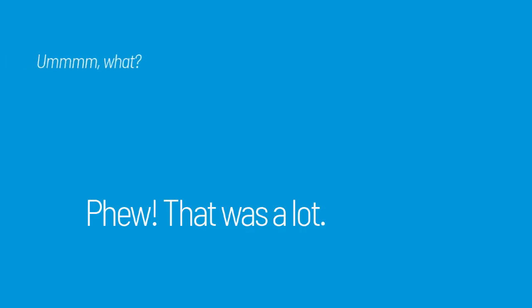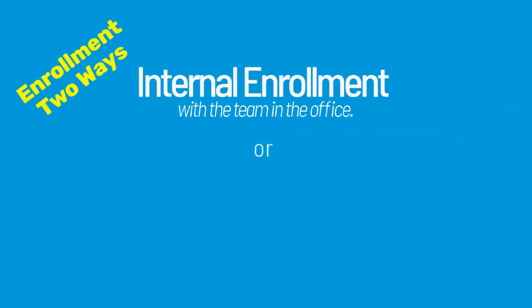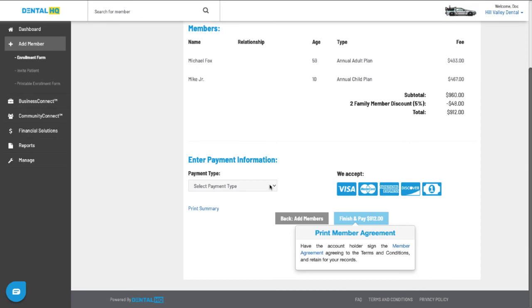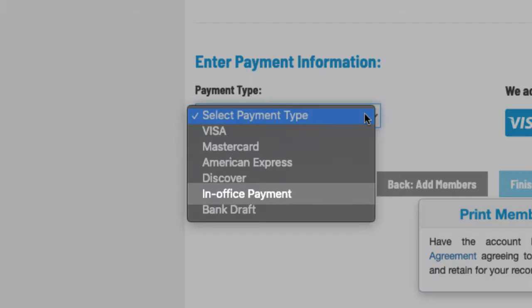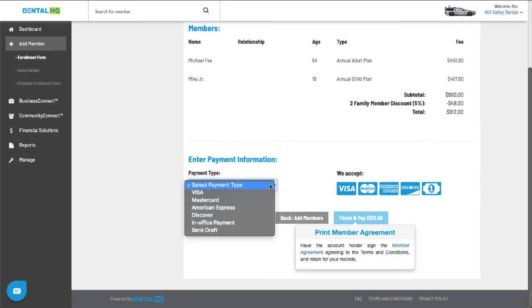How you feeling? Overwhelmed? Let's do a quick recap. Members can enroll with you in the office or on their own, and either way, this is a very simple and straightforward process. Credit card and bank draft can be used to pay for any membership, but if they're enrolling on an annual plan in the office, they can pay by cash, check, or HSA.